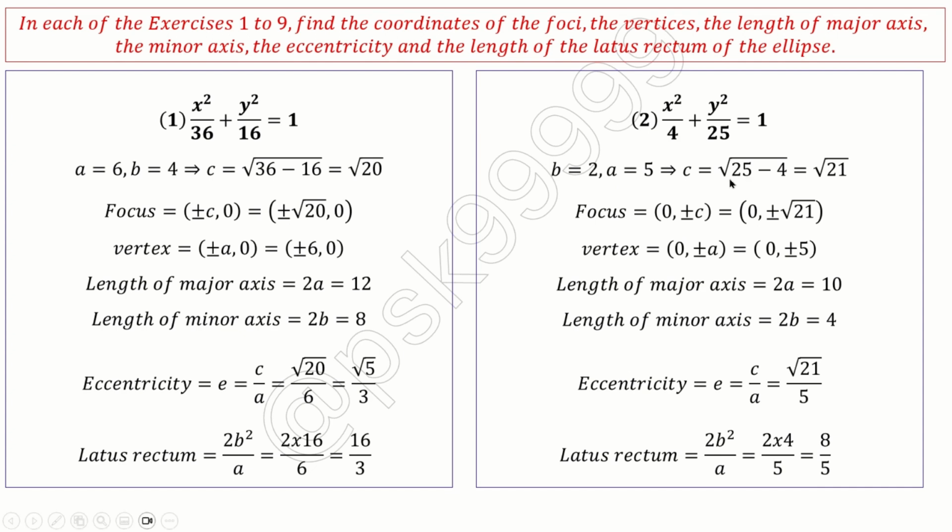c is equal to square root of a square minus b square, which is square root of 21. Focus is, so this is where it changes, 0 comma plus or minus c, because it's on the y-axis, which is nothing but 0 comma plus or minus square root of 21. Vertex is 0 comma plus or minus a. a is on the major axis, so plus or minus 5. Length of major axis is 10. Length of minor axis is 4. Eccentricity is same, c by a, which is square root of 21 by 5. Latus rectum is 2b square by a, which is 8 by 5.